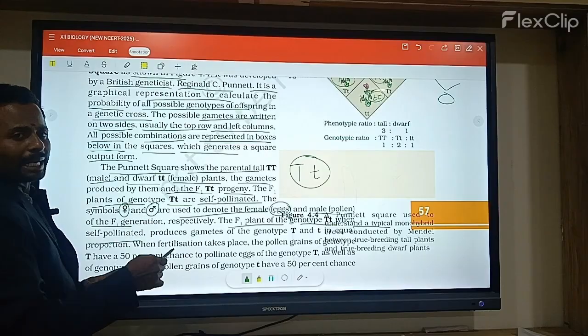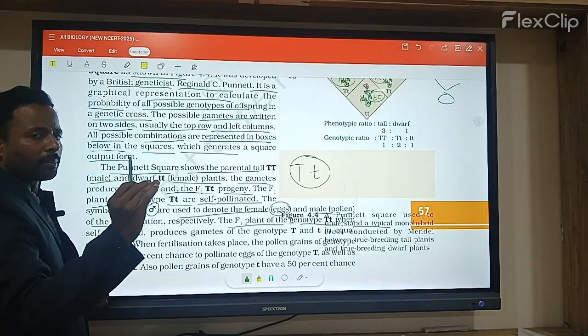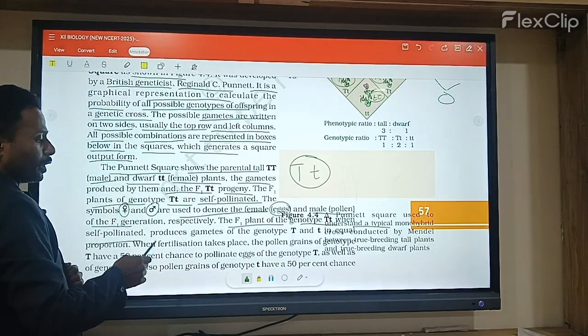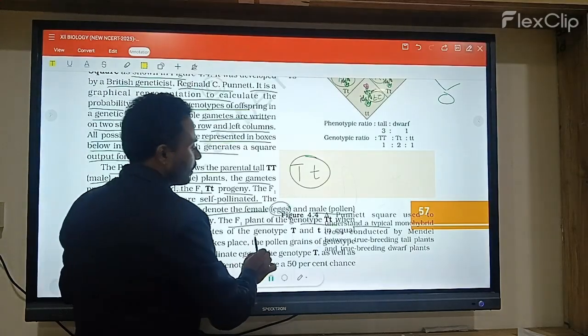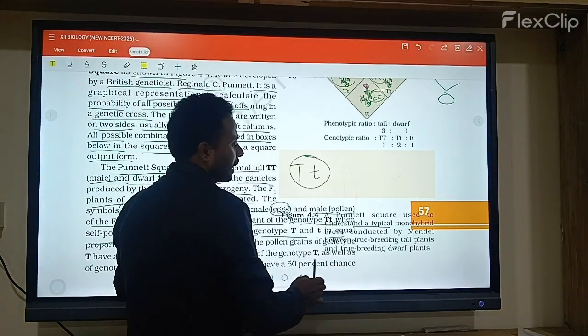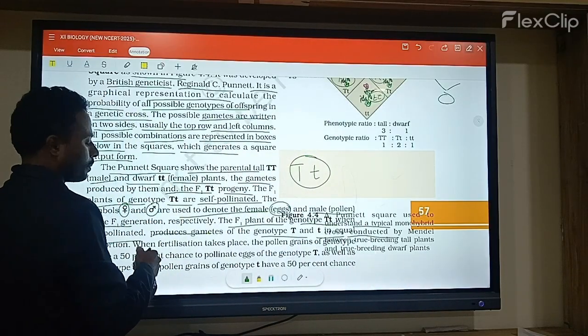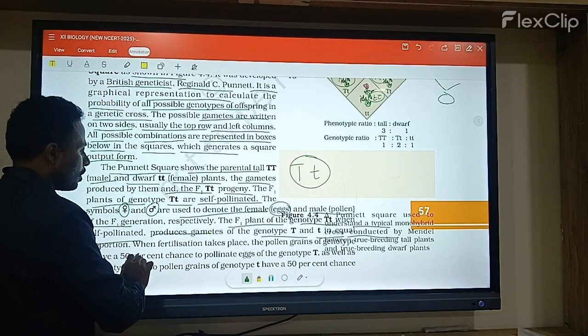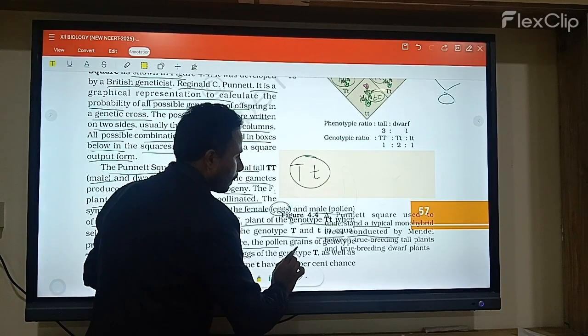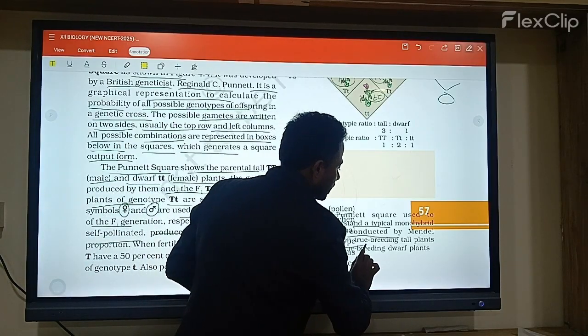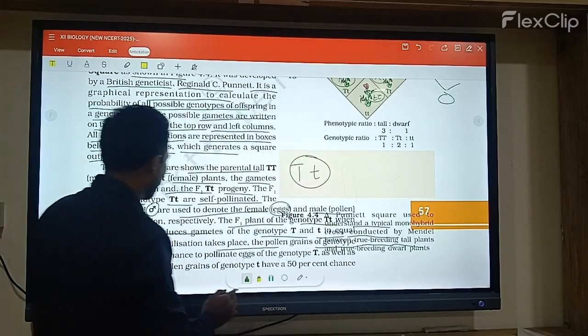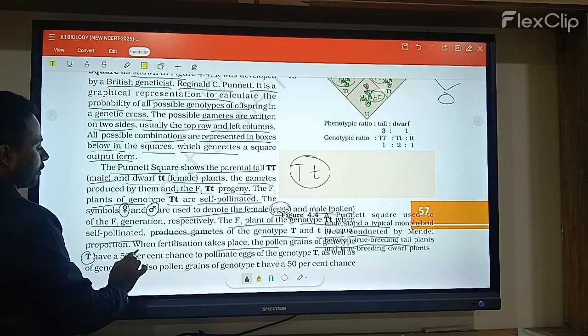The gametes carry only capital T or small t, as Mendel proposed. So Mendel proposed these characters. When fertilization takes place, the pollen grains germinate to produce true breeding tall plants, capital T, at 50%.